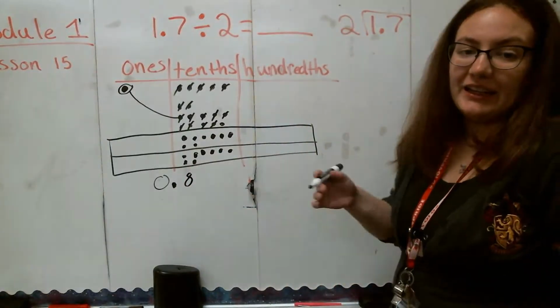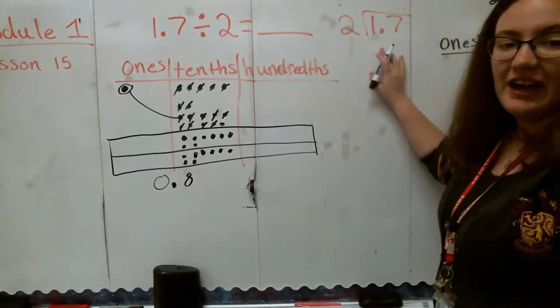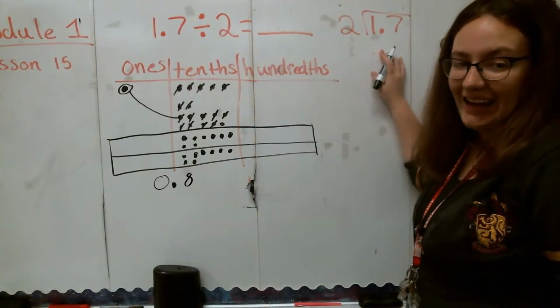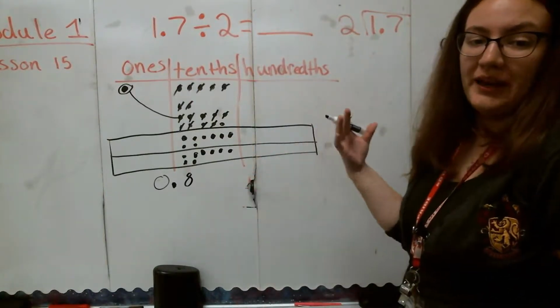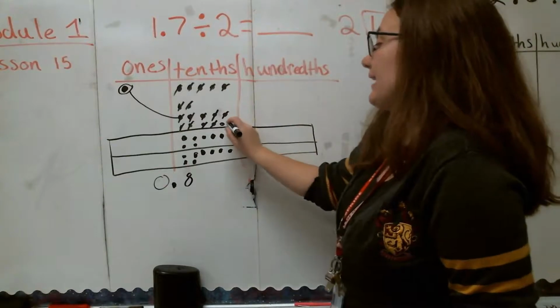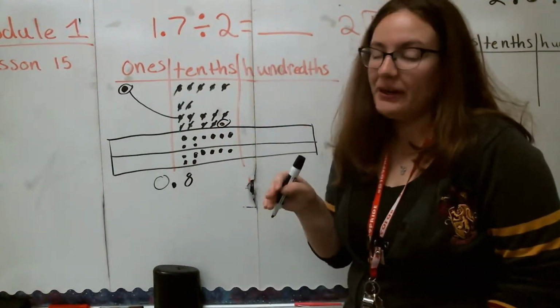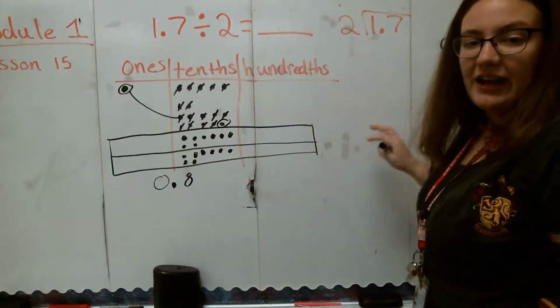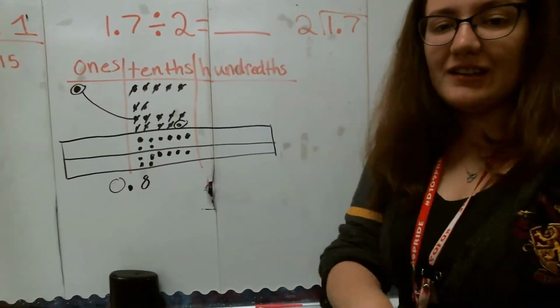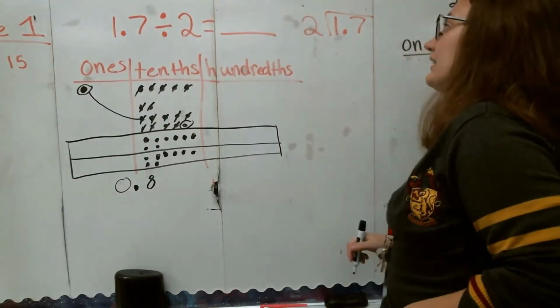And normally, if you were to do your standard algorithm, you would probably get 8 tenths remainder 1. And we would have stopped there. So I have this 1 dot left over, except right now I'm not going to stop. So I'm going to catch us up with our standard algorithm so you kind of get an idea of what this looks like, and then we'll come back to our place value chart.